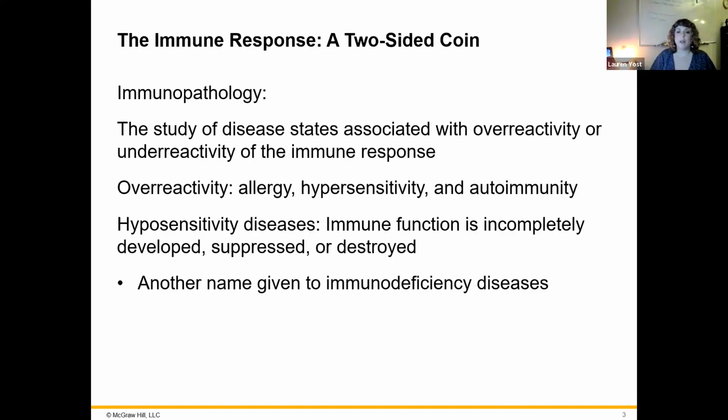All right. Immunopathology is a term referring to the study of disease states associated with overreactive or underreactive immune responses. By overreactive, we're talking about allergy, hypersensitivity, and autoimmunity. Hyposensitivity refers to immune function being incompletely developed, suppressed or destroyed. So it's just not working. There's some step in there that isn't working at its strongest the way that it is expected to. So these are also called immunodeficiencies.